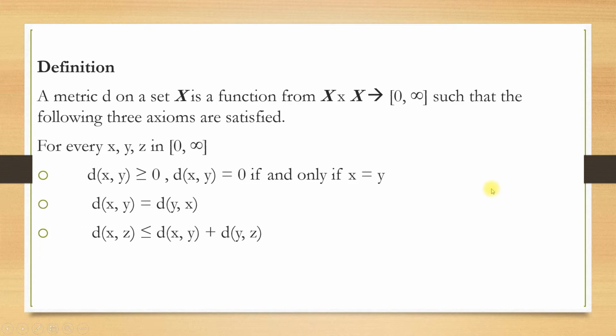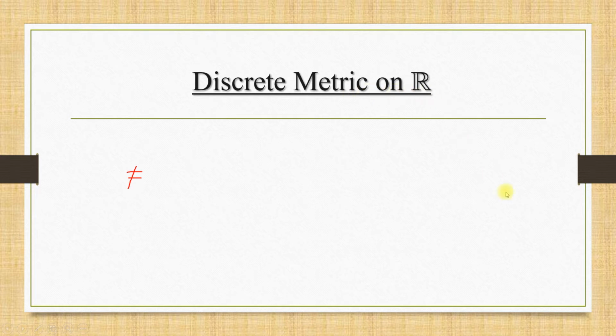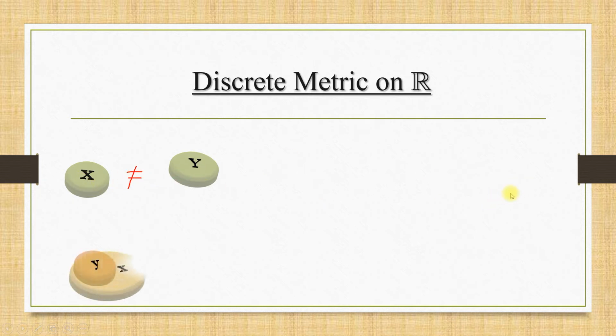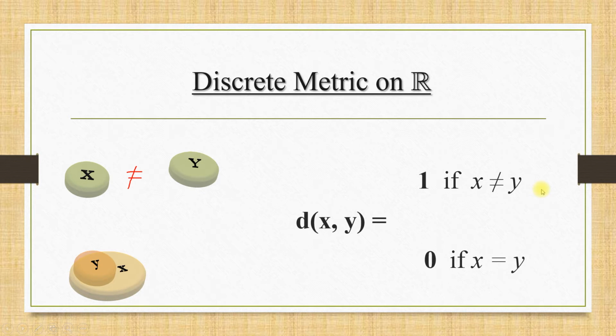Now we will move on to some general examples of metric. First one is the discrete metric on R. Consider two points x and y. So there are two cases. First case is x not equal to y and second case is x equal to y. In these two cases, we define a metric by d(x,y) equals 1 if x is not equal to y and 0 if x equals y. That is, whenever the two points are distinct, we define d(x,y) by 1, and when they are equal, we define d(x,y) by 0. This is the so-called discrete metric on R.